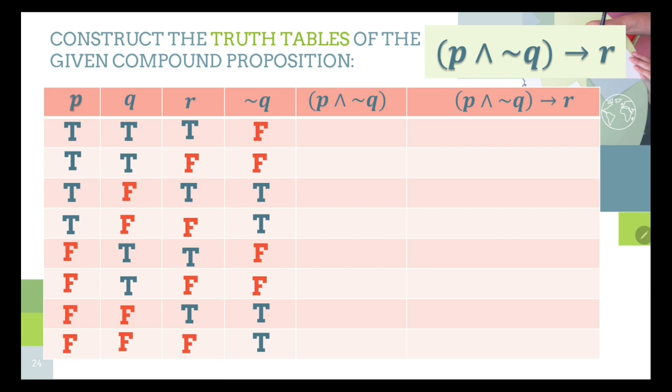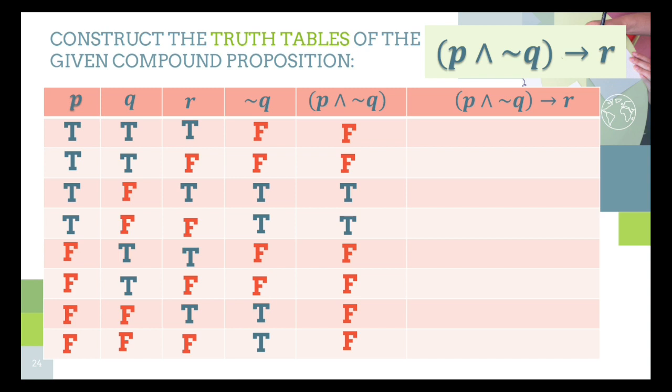And then we're going to combine P, this column, and the not Q. We're only going to look at these two columns. And it is a conjunction. So it should be both true to make the statement true. So true, false, false. True, false, false. True, true is true. True, true is true. False, false is false. False, false, false. False, true is false. And false, true is also false.